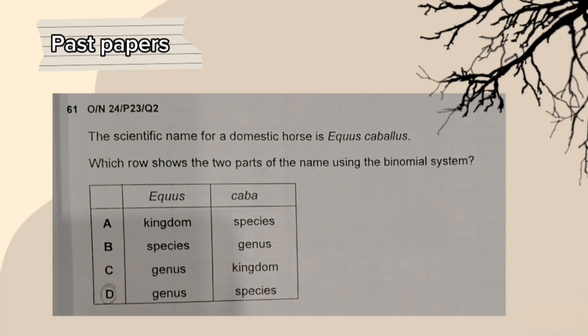Question number 12. The scientific name for a domestic horse is Equus caballus. Which row shows the two parts of the name using the binomial system? Option A, option B, option C, or option D? So the correct option is option D.